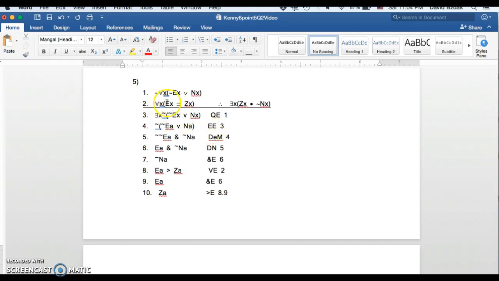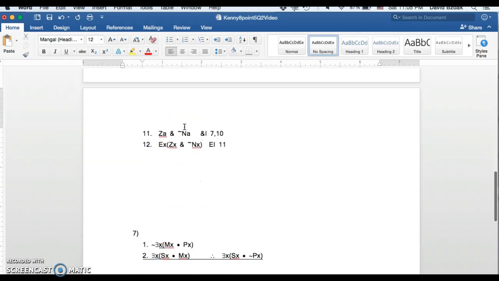Now again, it's important we did that first because if we would have done this universal elimination first, then we would have had EA conditional ZA, and when we went to do this existential elimination, we would have had to pick new letters. We would have had to do EB or NB. So always remember from the last video, you always do the existential eliminations before universal eliminations, because with existential eliminations you have to choose a new letter, whereas with universal eliminations you can choose any letter.